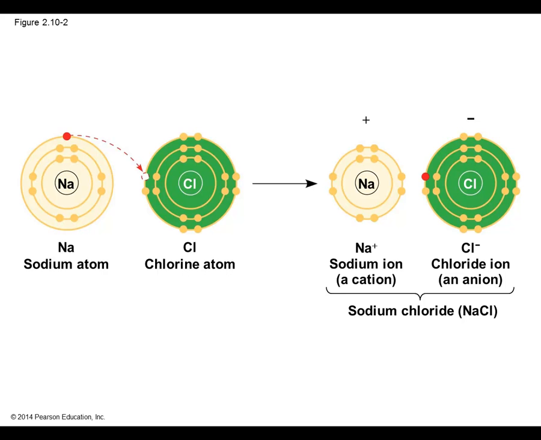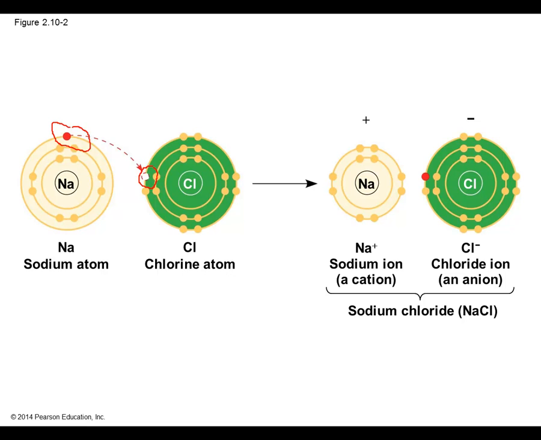In this figure, we're using an example of sodium chloride. A sodium atom has a total of 11 electrons, with a single valence electron in its third shell. Chlorine has a total of 17, with 7 electrons in its valence shell, so it only needs one more electron to complete its valence shell. And that's what happens when sodium and chlorine encounter each other.